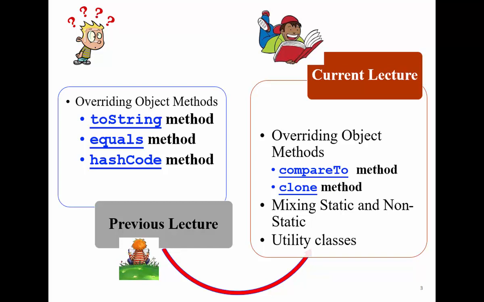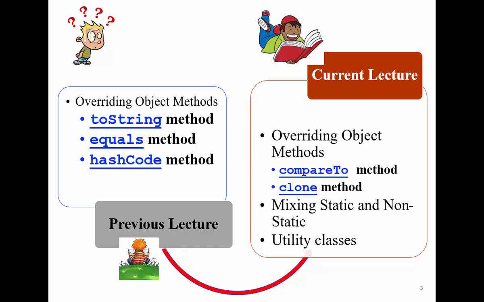Back to our example. For example, you have a class called laptop, and you have the CPU and the RAM. You need to sort the laptops based on the RAM. This is 256 gig. This is 128 gig. So which one is coming first based on sorting? You compare the objects for sorting. And also the clone method. The clone method allows us to take the object and make an exact copy of this object.